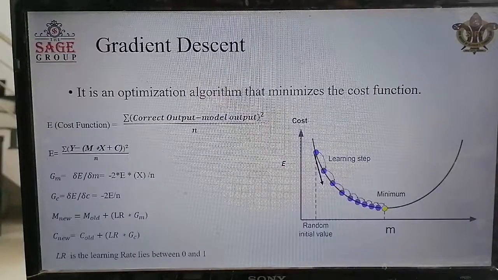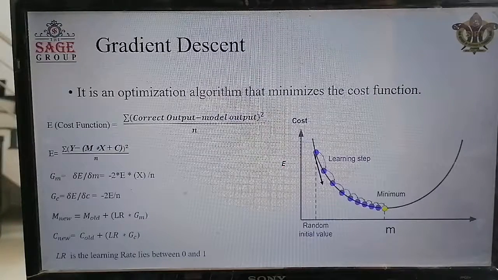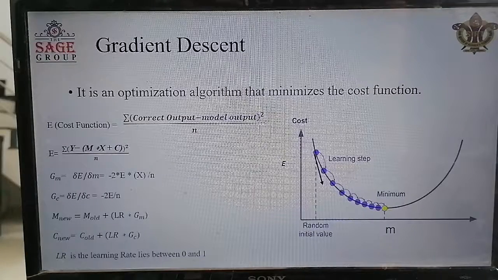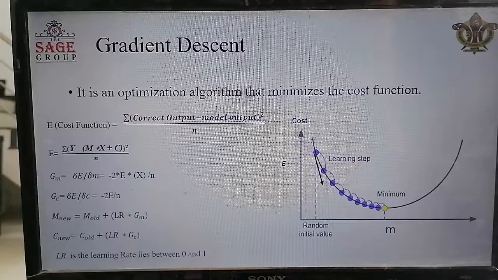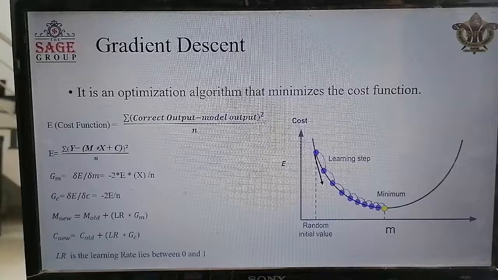So in the gradient descent technique, we differentiate the cost function with respect to the model parameters and calculate the gradients. After finding the gradients, we modify the model parameters by adding the gradient to the old value. Before adding the gradient to the old value, we multiply the gradient with the learning rate, which is a very small value between 0 and 1, and that controls the learning process.